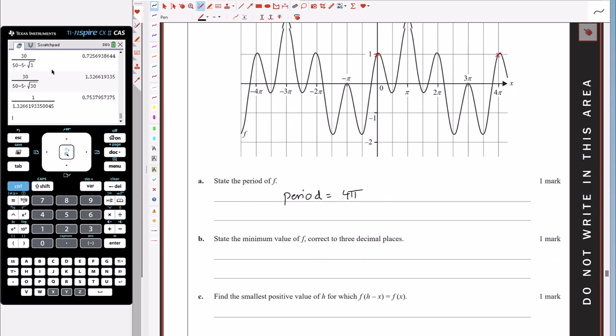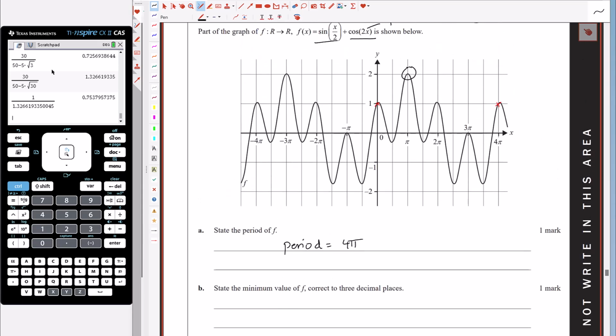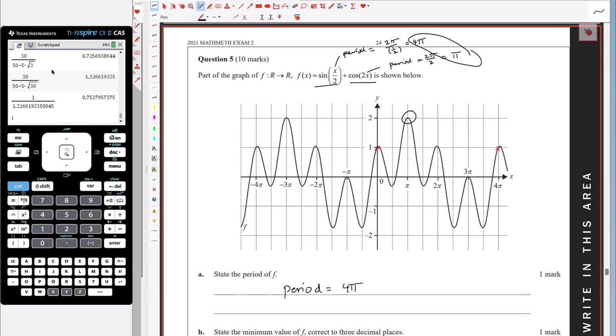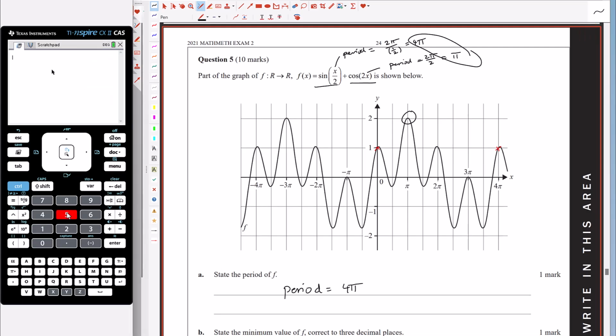State the maximum value of f, correct to 3 decimal places. Okay, so we're looking for that. It looks like it's probably 2, but it says 3 decimal places, so I'm sure it's not exactly 2. All right, so let's get this function defined so we can work with it. I'm just going to clear my variables in my CAS. Okay, so defining f of x, I need to be in radians for this. We used degrees earlier in the paper, so just watch those kind of things when you're working with trig functions. So sine of x on 2 plus cos of 2x.